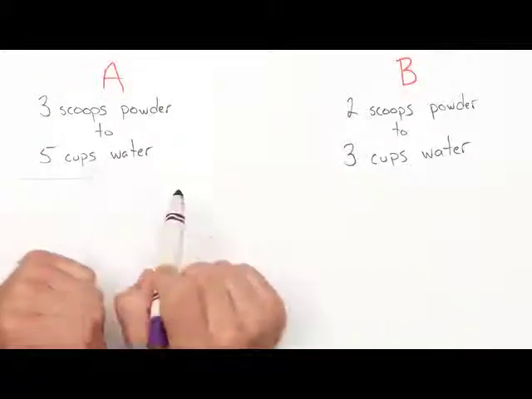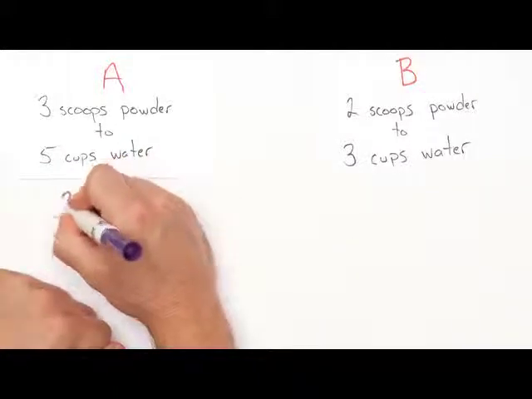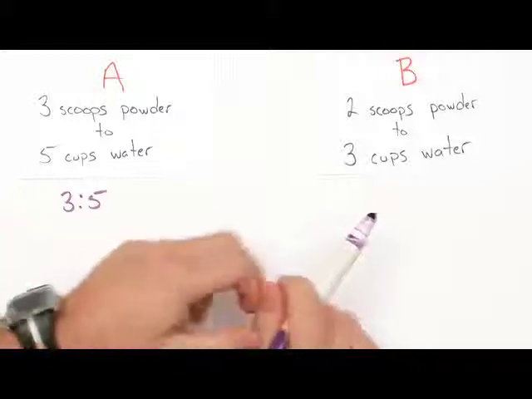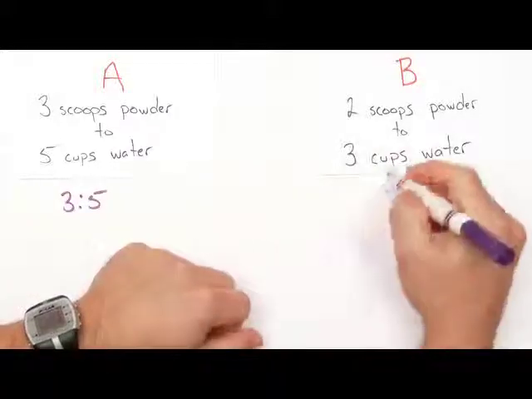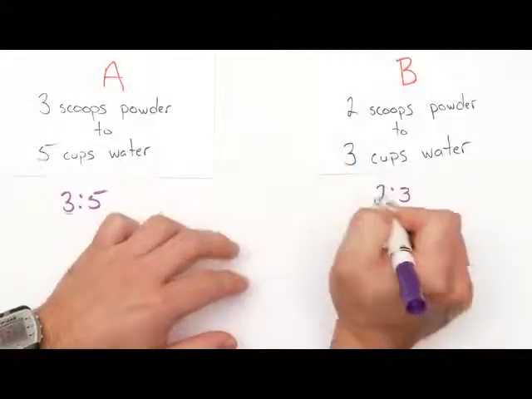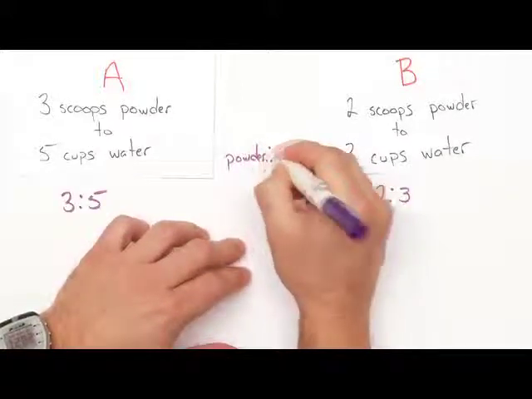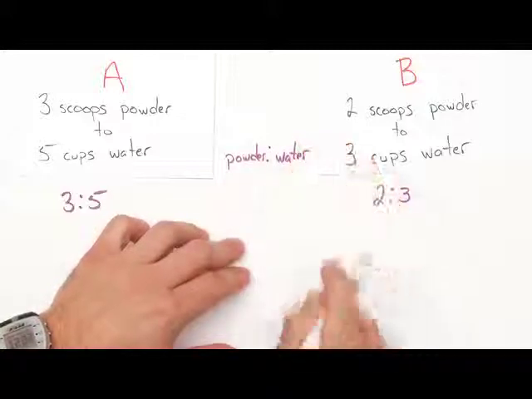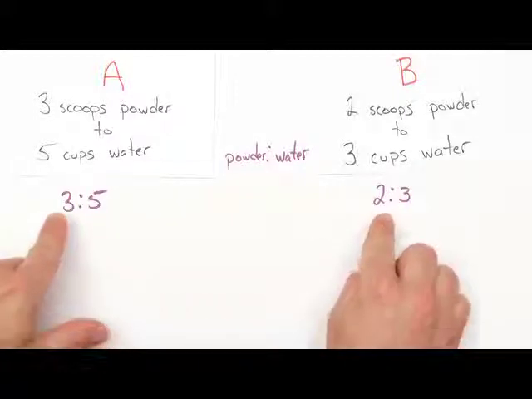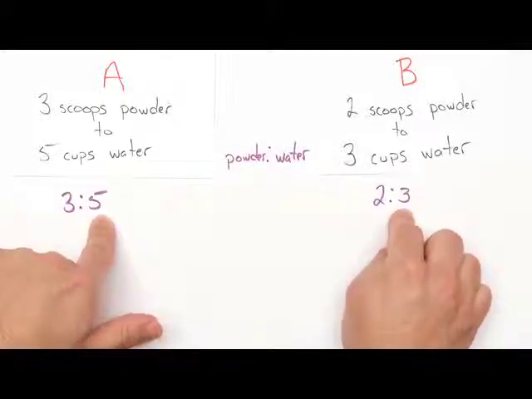In recipe A, the ratio of powder to water is 3 to 5. We write that as 3 to 5. In recipe B, the ratio of powder to water is 2 to 3. We write that as 2 to 3. Okay, so just to remind ourselves, our ratios here represent the amount of powder to water in each recipe. It's difficult to compare these ratios because the terms that represent the amount of powder are not the same, and the terms that represent the amount of water are not the same either.